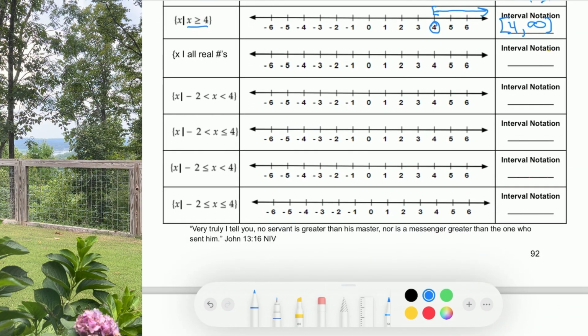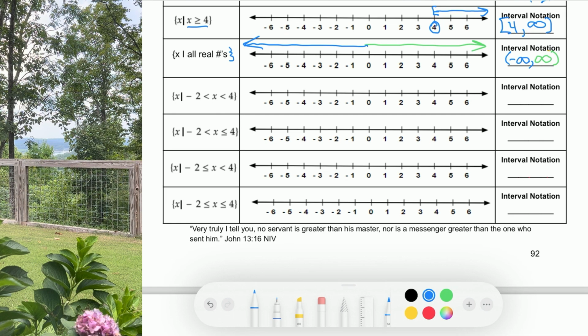Our next one has all real numbers. So, our little bracket, I forgot that on the page. So all real numbers, that means any number you can think of or can't think of is included in our solution set. So remember, the way we write those is parentheses, negative infinity, comma, positive infinity, parentheses. So this whole number line is labeled infinitely in both directions. There is no stopping point.